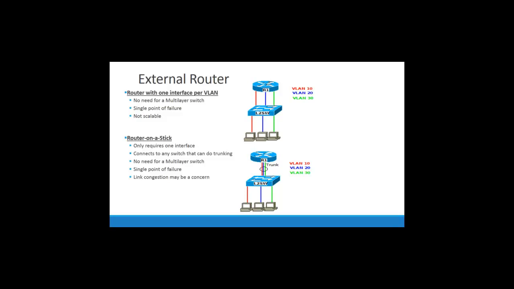So as long as my switch can do trunking and can have VLANs configured on it, I connect my router up and I can configure it. Again, though, we've got a single point of failure, and our other big concern would be link congestion. So we've got one link, let's say even if it's a gigabit link, it may become congested depending upon the number of VLANs you try to send across it or how much VLAN traffic you try to send across it.